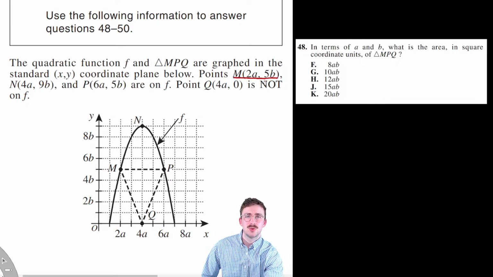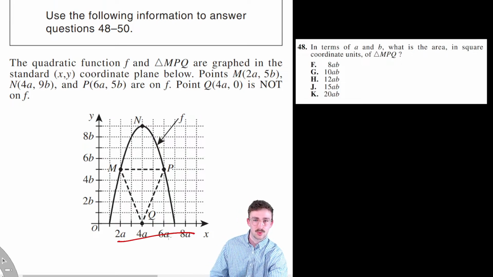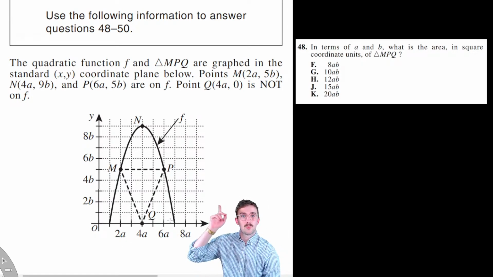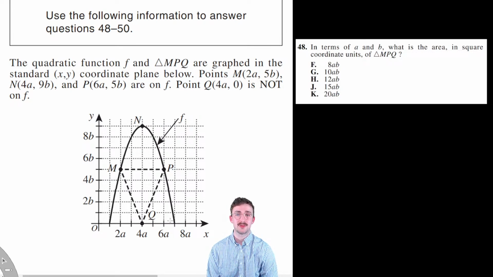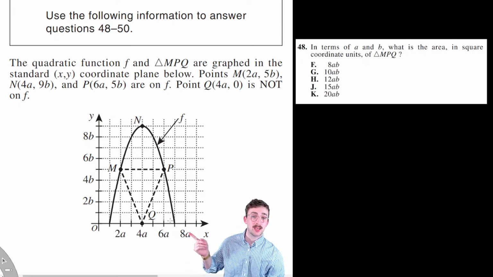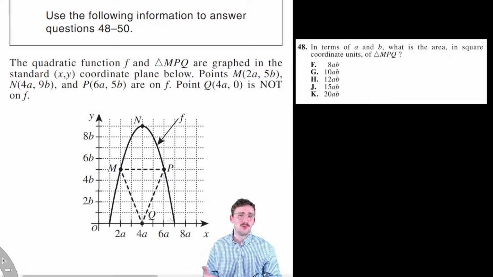Point M is 2A. Oh, in terms of A and B, because this whole thing. Remember earlier I said when reading one of these problems that has multiple problems attached to it, read the whole paragraph? I didn't do that. So the quadratic function of f and that triangle are graphed in the standard xy coordinate plane below. Points M and P are on F. Point Q is not on F. Cool. So it's also important to check your x and y axes and see if there's anything weird like this going on. Sometimes they'll be going at different rates. The x-axis will be going up by 0.25 and the y will be going up by 1. It's important to keep track of that stuff.